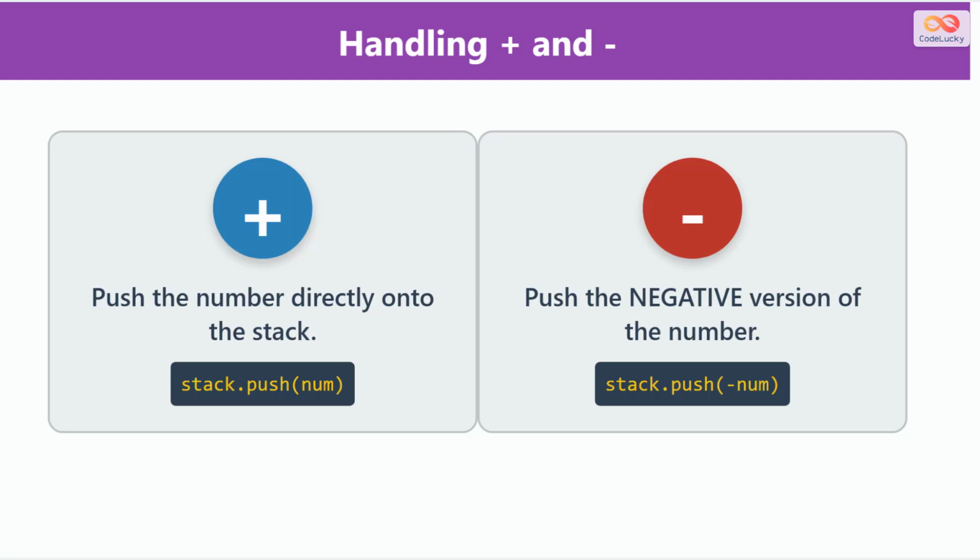Here is how we handle addition and subtraction. If the operation is addition, we simply push the number onto the stack. If it is subtraction, we treat it as adding a negative number. So, we push the negative value of that number onto the stack. This clever trick converts all subtractions into additions.